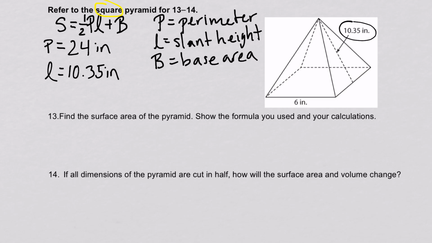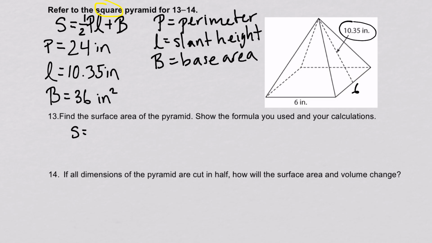And finally I need to find B, right? Base area, or area of the base. The area of the base is, since the base is a square, going to be 6 times 6, right? Length times width, or base times height, or side times side. 6 times 6, which is going to be 36 inches squared. All right, plug all of that into the formula and you'll be done.